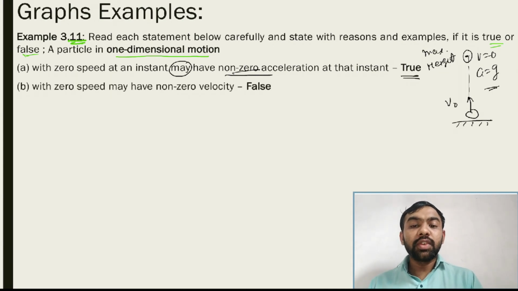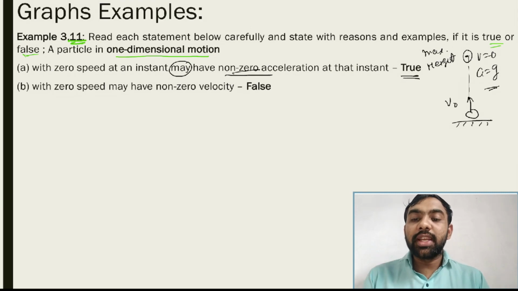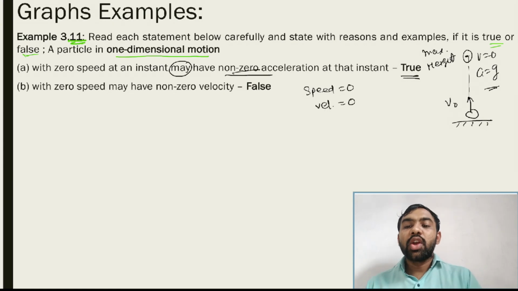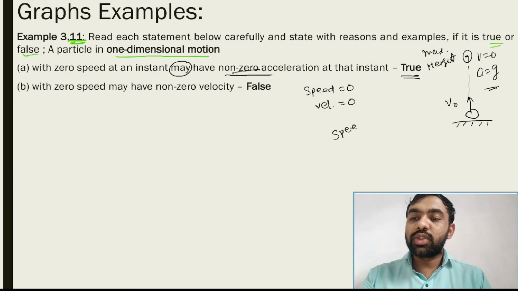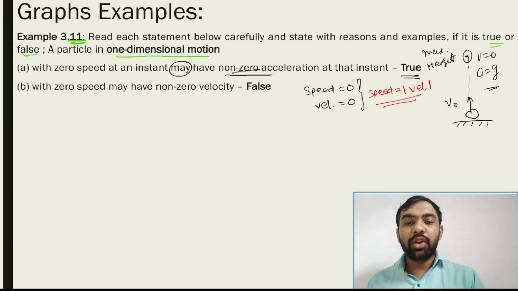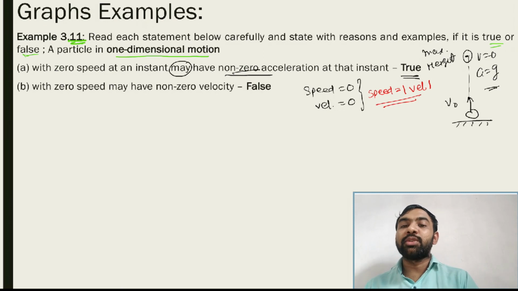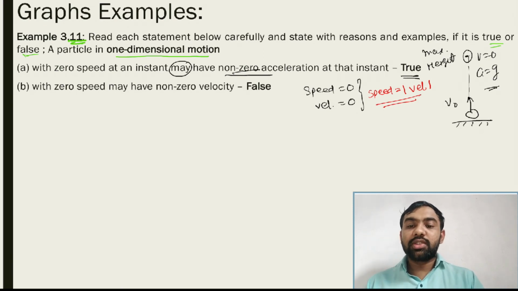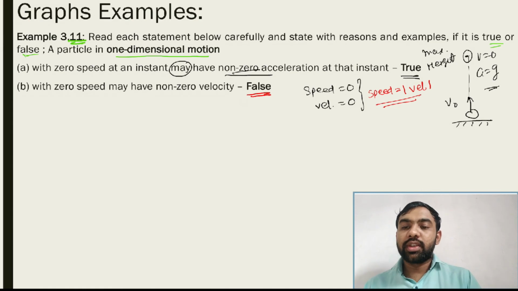Let's see second one. With zero speed may have non-zero velocity. If speed is zero, it means velocity must be zero. Why? What is speed? So what is actually speed? Speed is equal to magnitude of velocity. स्पीड कुछ नहीं है, velocity का magnitude. Speed zero मतलब velocity का magnitude zero मतलब zero. ठीक है, so this one is actually false.